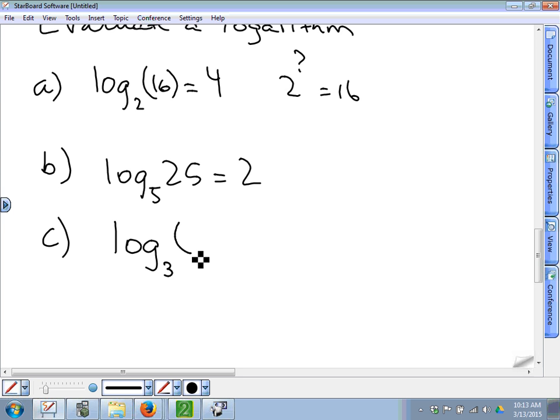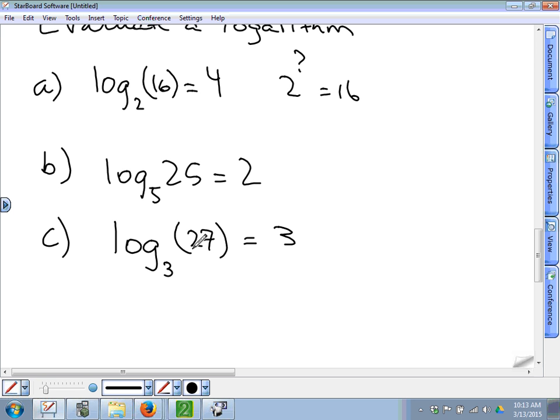Log base 3 of 27. Most of the time they're not super challenging, just to do in your head real quick. Log base 3 of 27. Got to be 3. Because what's 3 to the 3rd power? 27.